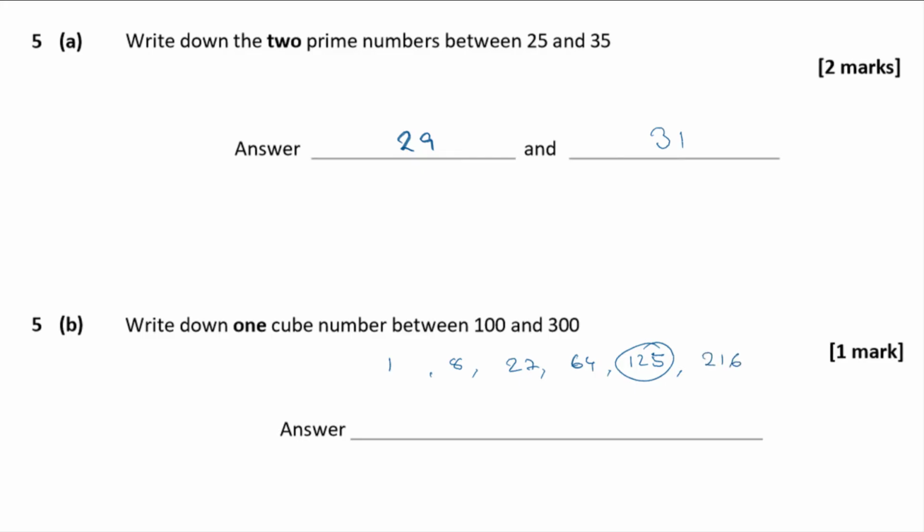And I think 7 times 7 times 7 is already too big. So it's going to be those two then, isn't it? 125. Oh, I only have to do one. So I'm done already. 125.